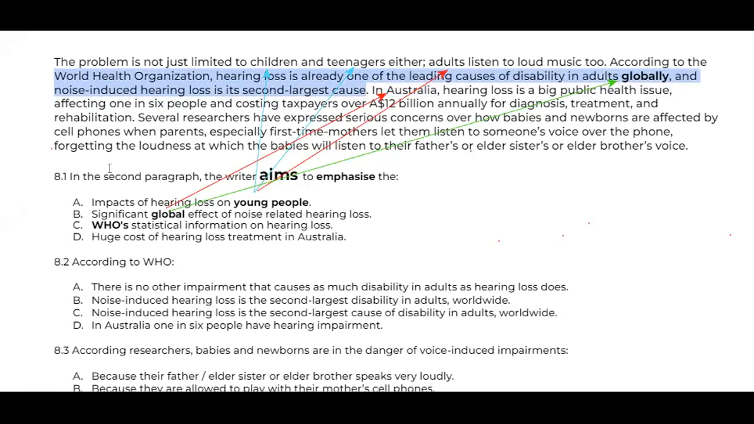Okay, let's go to D. Huge cost of hearing loss treatment in Australia. Okay, here in Australia, let's look at the quantity of this one. Up to here, this one is D. The D part is only this much. The D part is only this much. So can we say that this is the aim and the emphasis here? Can we say that?